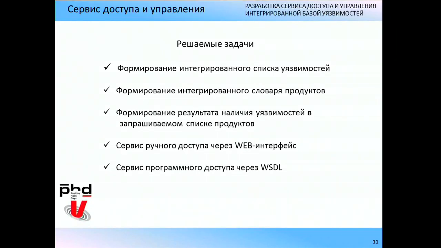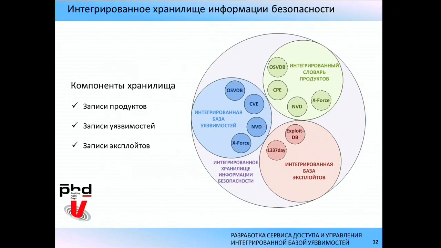For 0, there's no dependency. For 1, there's only one group of dependent products. And for parameter 2, these products are dependent. We have resolved the following tasks: establishing integrated vulnerability lists, product dictionary, integrated product dictionary, a web interface to access the database, and also servers of the program process through WSDL.